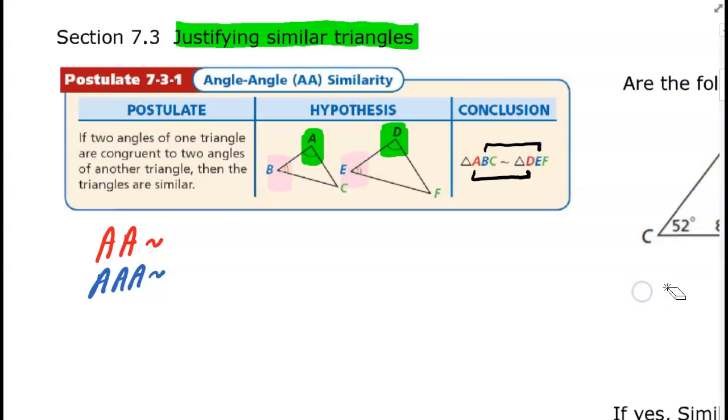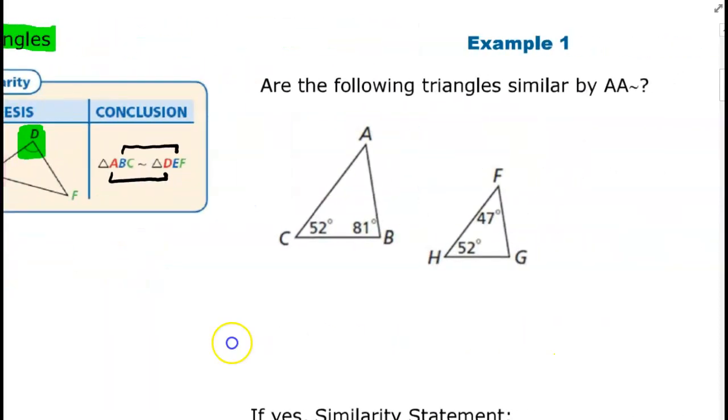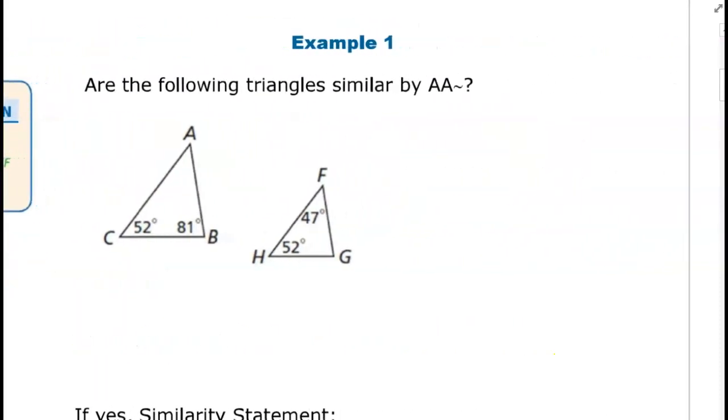So let's take a look at the first example here. We need to remember that the angles in a triangle add up to 180. So the first thing I'm going to do is add 52 plus 81. When I do that, I get 133 degrees. Then I'm going to subtract that from 180. 180 minus 133 is equal to 47. So now I know angle A is 47 degrees.